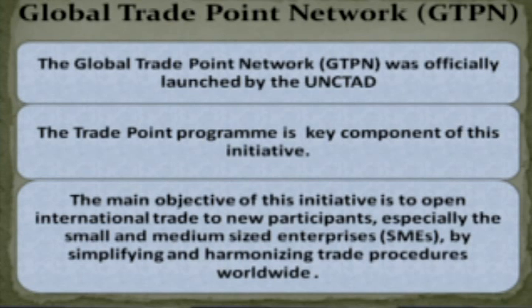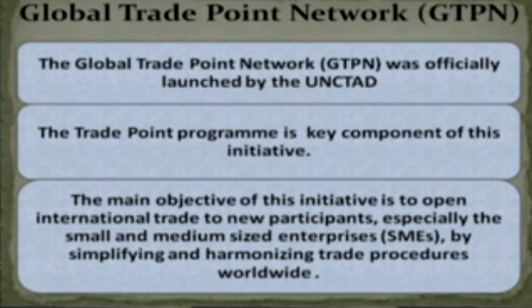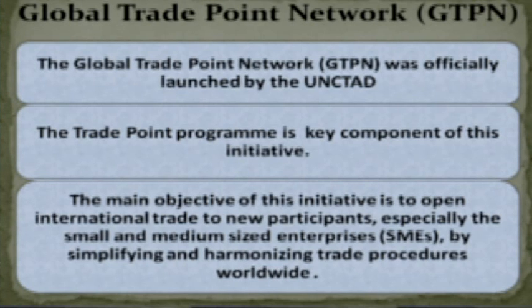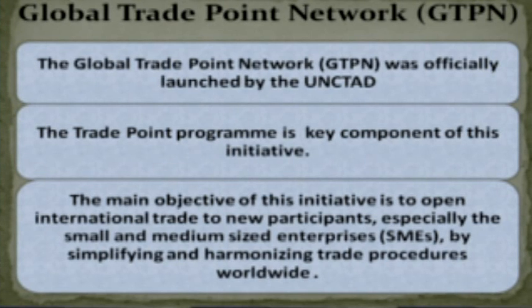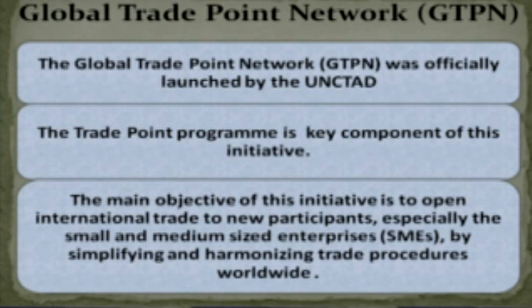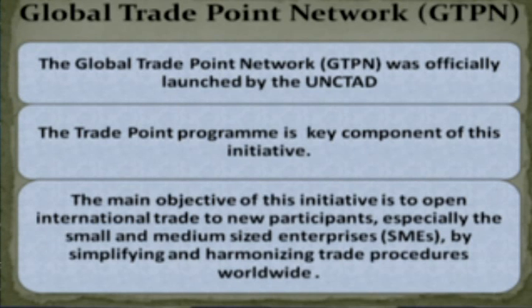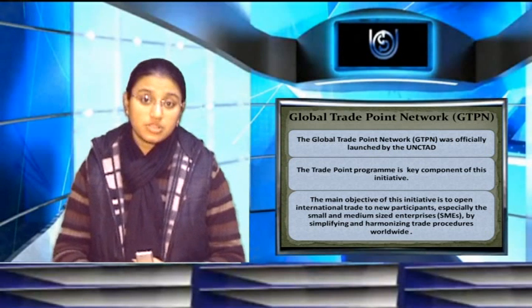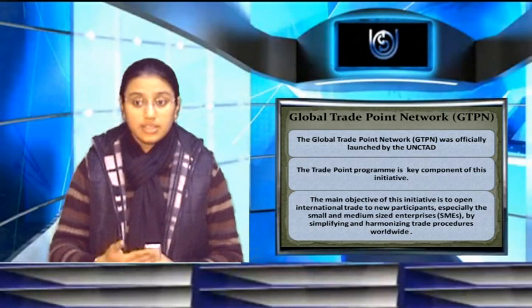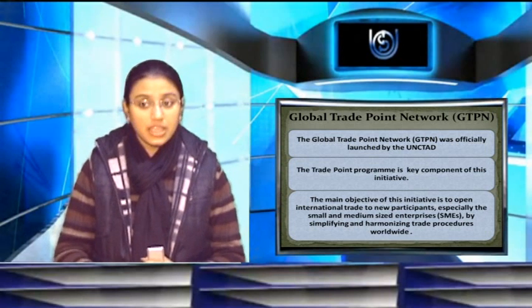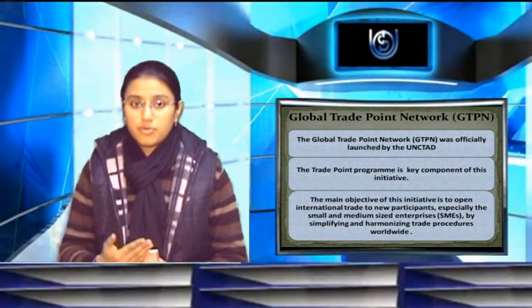Now next is the Global Trade Point Network, that is GTPN. This is what was basically launched by UNCTAD, that is the United Nations Conference on Trade and Development. So this is what basically gives you the trade point program. It was initiated with the objective to open international trade to new participants, with small and medium sized entrepreneurs. So entrepreneurs can enter into international practices by simplifying and harmonizing the trade procedures worldwide.